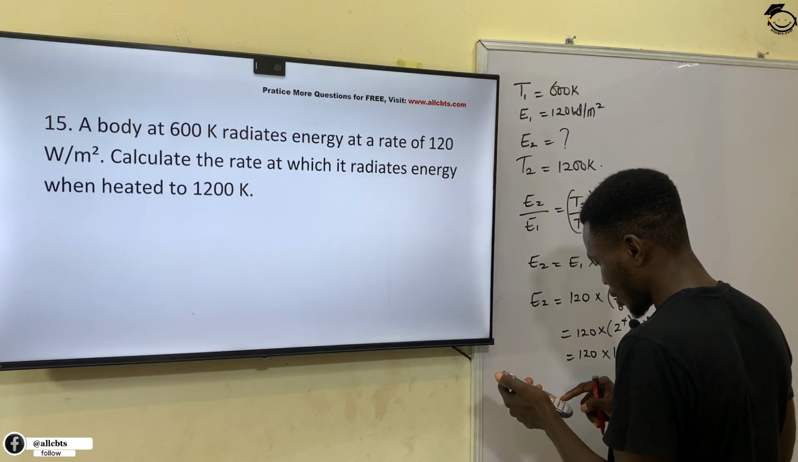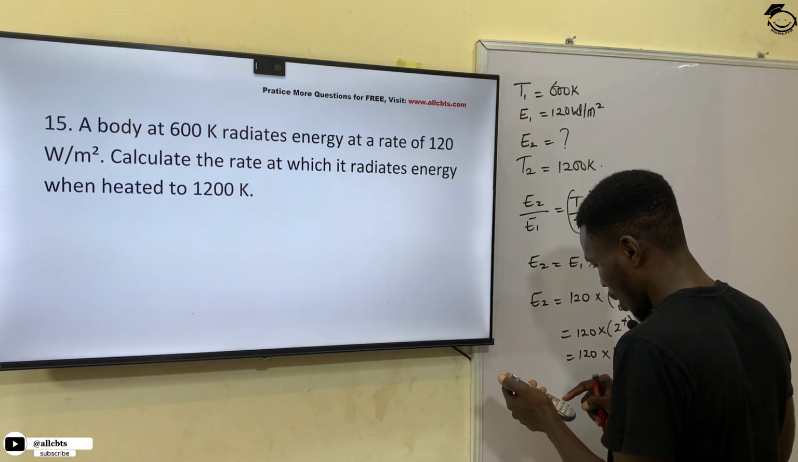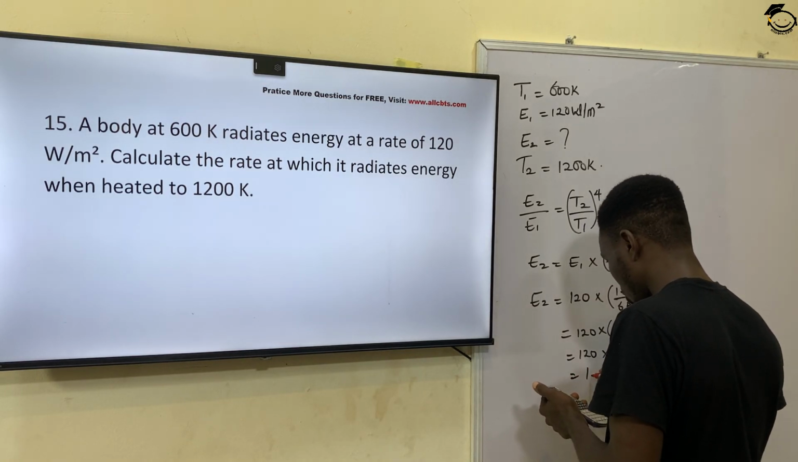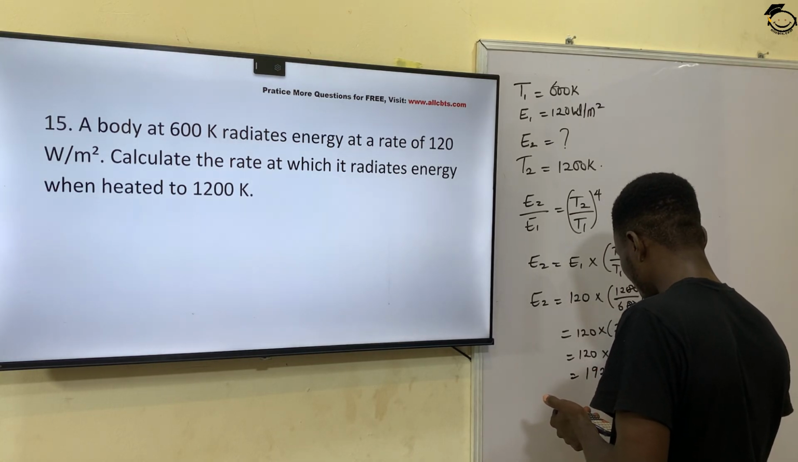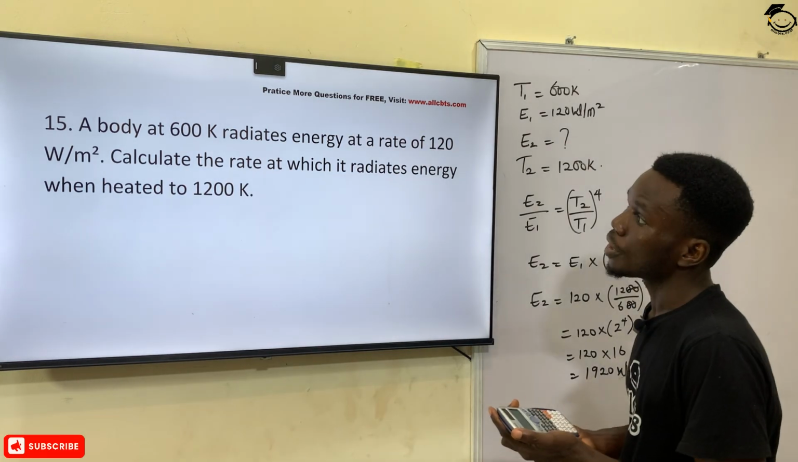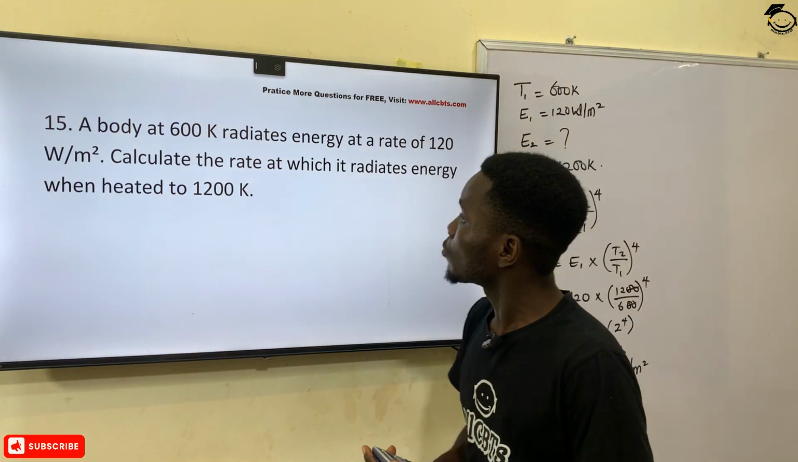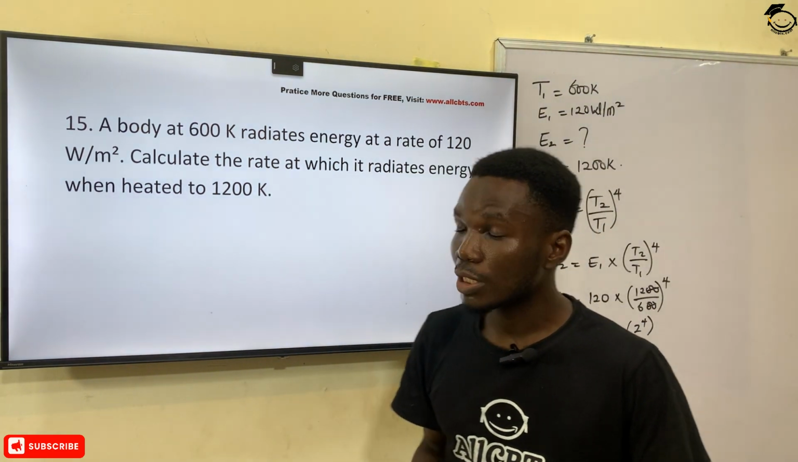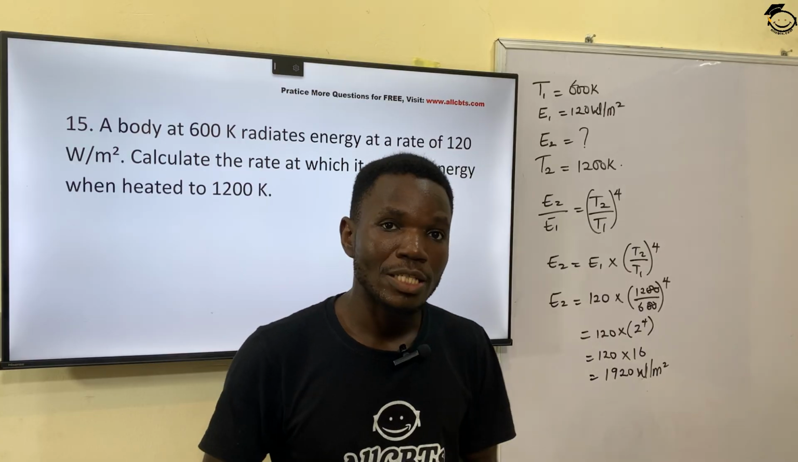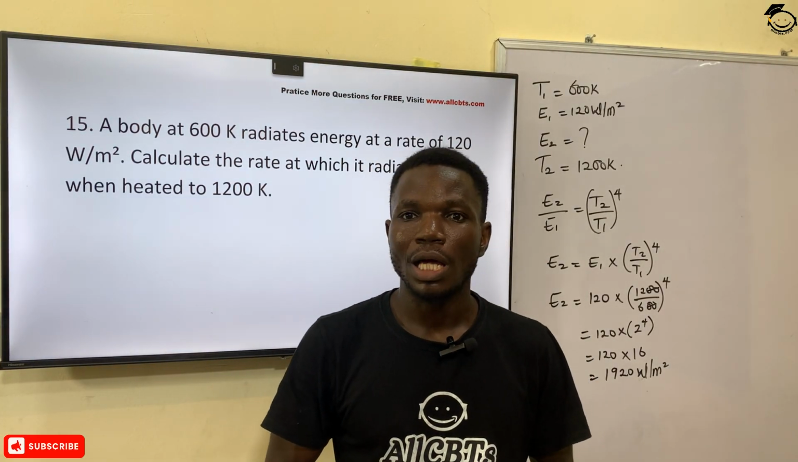So I have 120 times 16. This will give me 1920 watts per meter square. So it means the rate at which it radiates when it is heated to 1200 Kelvin is going to be 1920 watts per meter square.